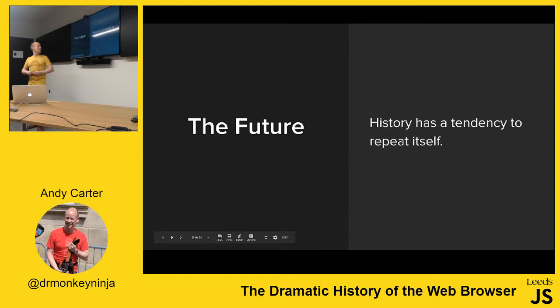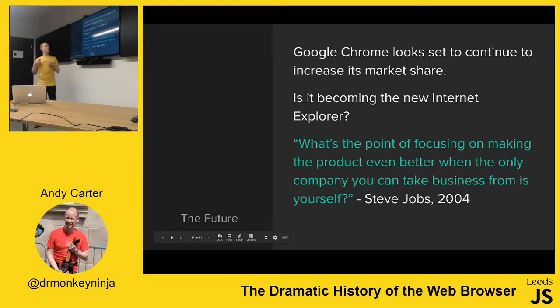So this brings us to the future. Where do we go from here? Well, if there's one thing we know from history, it has a tendency to repeat itself. Whereas in the early 90s, you had the dominant Mosaic browser, that was then replaced by a dominant Netscape during the mid to late 90s, and then in the early 2000s, we saw a dominant Internet Explorer. It now looks like we're heading towards Google Chrome becoming the dominant browser. It's continuing to increase its market share. There's not really much slowdown or obvious sign of any decline at the moment.